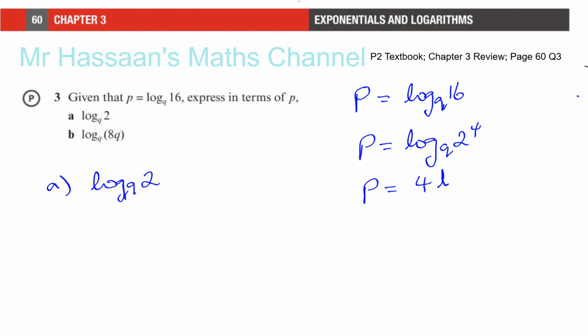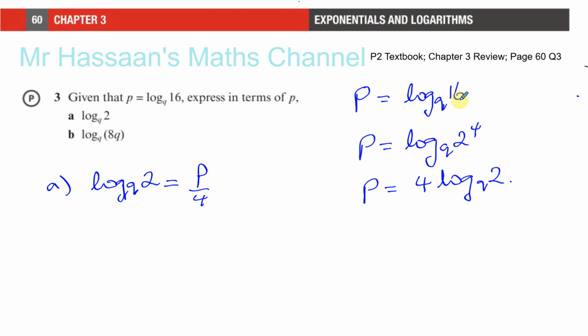4 times log to the base q of 2, and therefore I can say log to the base q of 2 is equal to p over 4, or a quarter p. So that's A done. Okay, log to the base q of 2 in terms of p. So we can see here that log to the base q of 2 is p over 4.